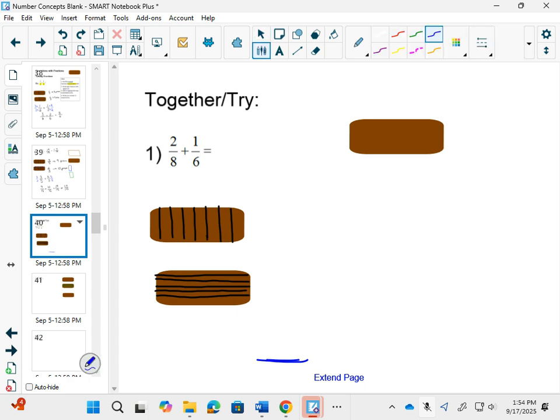So what I'm going to do before I talk about pieces here is I'm going to color 2 of the 8 this way. And I'm going to color 1 of the 6 this way. I'm going to do the bottom one here.